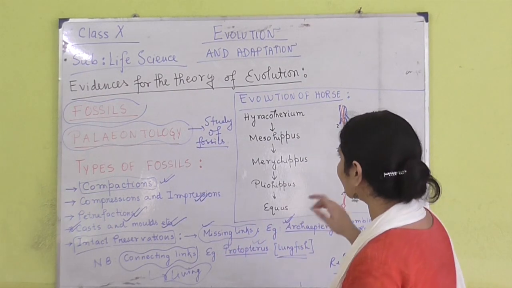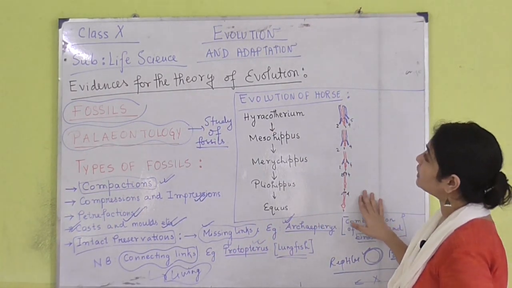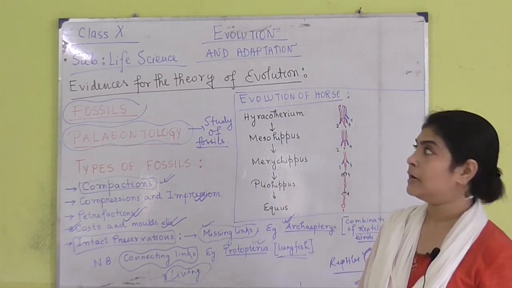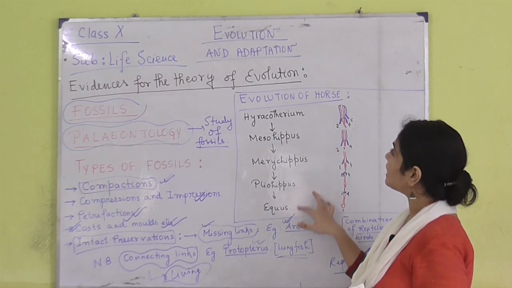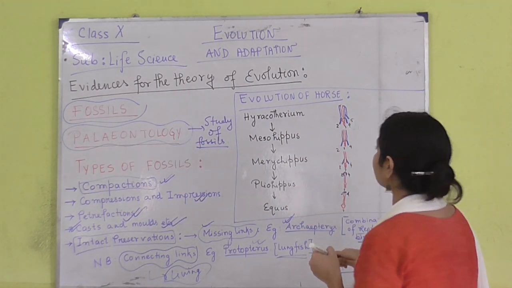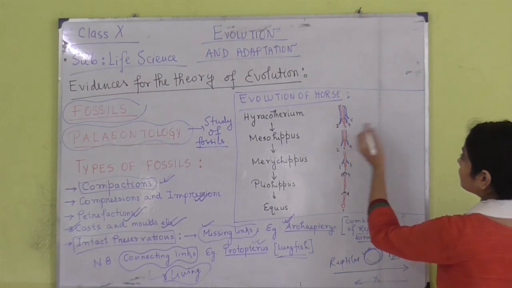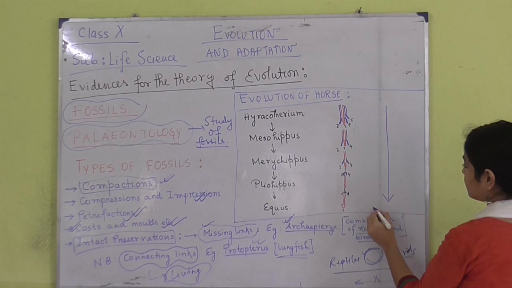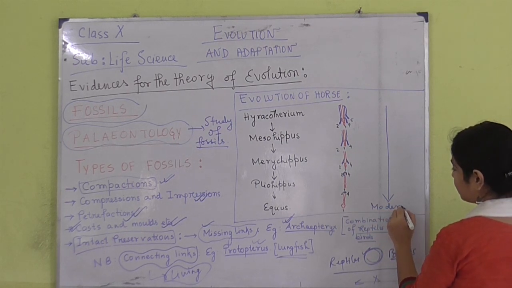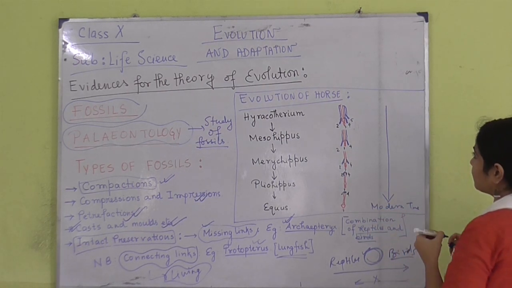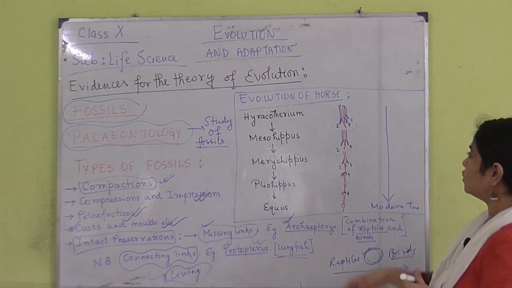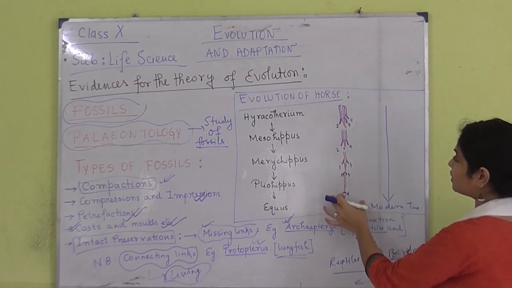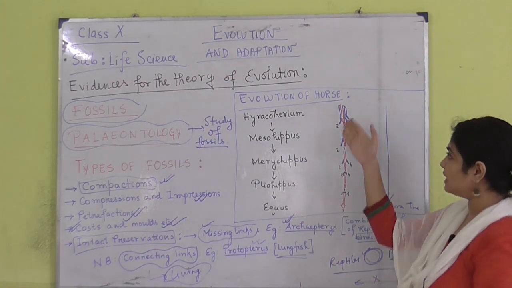Okay. Now we come to the most important part of these evidences, that is the evolution of a horse. Okay. Now if you look at this, I have just made a chart. The evolution of a horse worked in this way. This is the modern time. Okay. So when we are seeing, I have tried to draw the figure of their feet, okay, of their limbs.